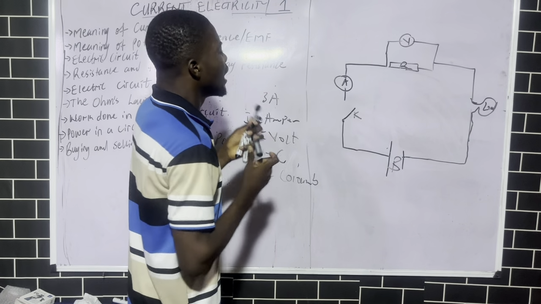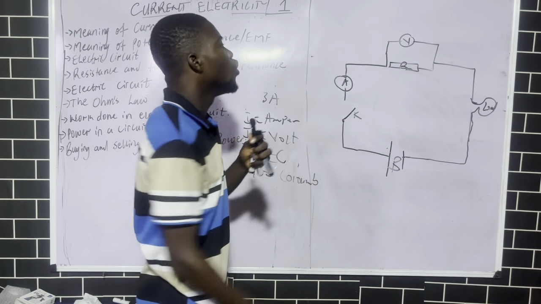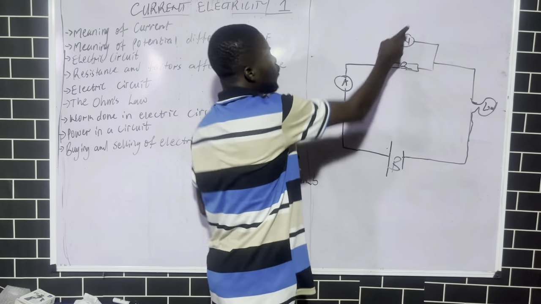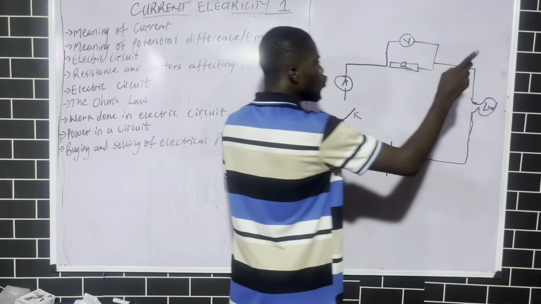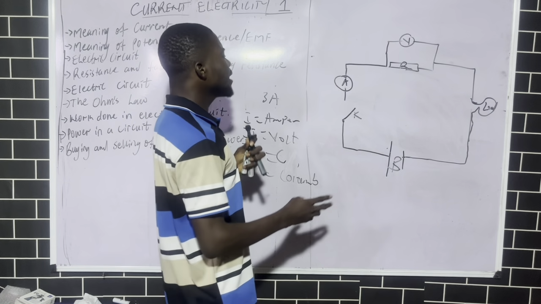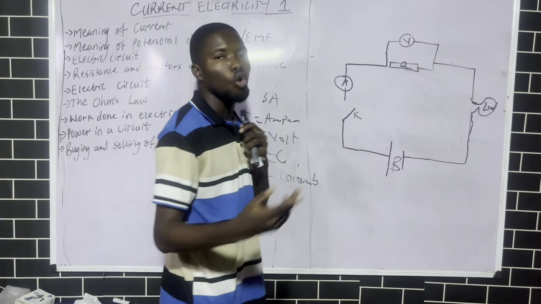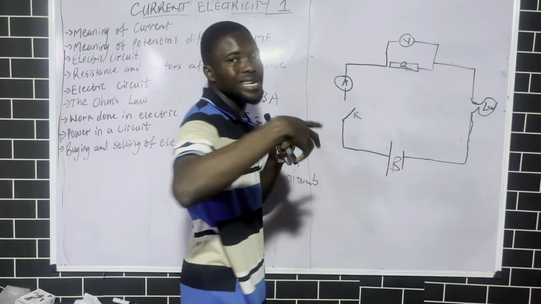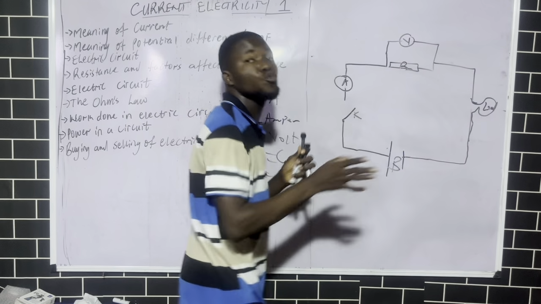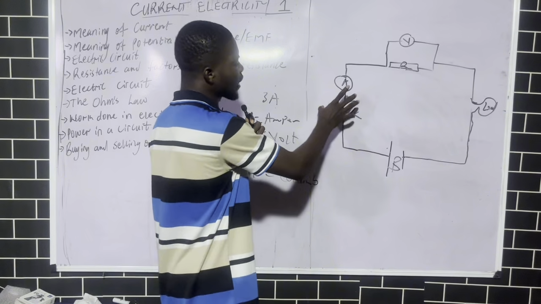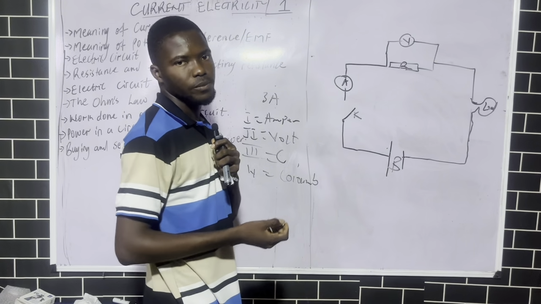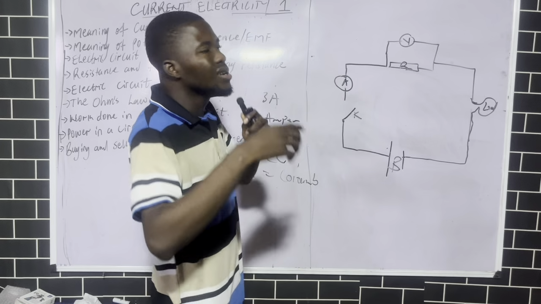So, can the current proceed? No. If current is not proceeding, will the ammeter measure anything? No. Will the voltmeter detect anything? No. Will the bulb that we attach come on? No. So when the key is open, remember a circuit is the path of flow of current, the pathway that the current will pass. So if the key is open, the circuit is known as what? Open circuit.